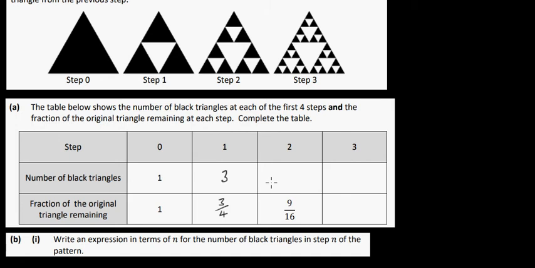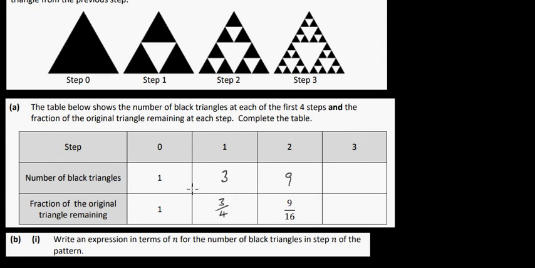The number of black triangles then in step 2, well, we can just count them, 1, 2, 3, 4, 5, 6, 7, 8, 9. We have 9 triangles, and the fraction of the original triangle is going to be 9 over 16. We've got a total of 16 areas, and we have 9 black triangles, so that's 9 out of 16.